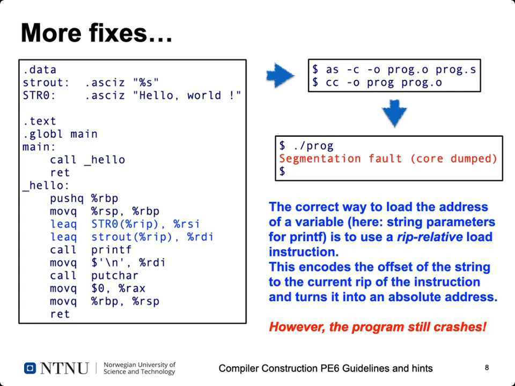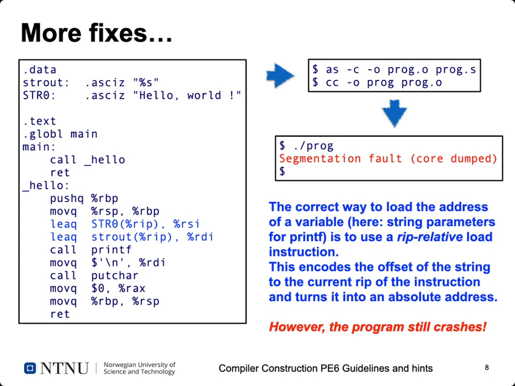What our assembler does when it encounters this instruction is figure out the distance between the string in the data segment, so the address of the strings strout and str0, and the location of the instruction that's trying to access them. It just subtracts one from the other, and then uses this relative address, which is automatically added to the value of the instruction pointer, with the LEAQ instruction here, and loads this into RSI for str0 and RDI for strout respectively.